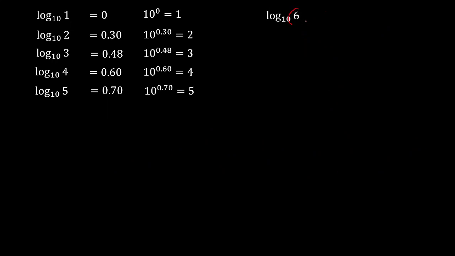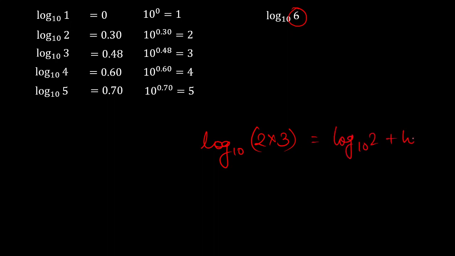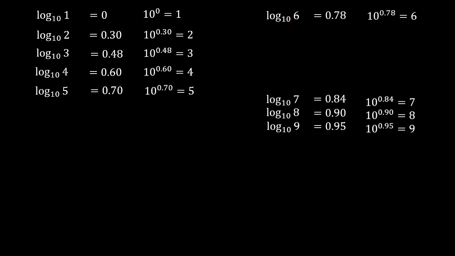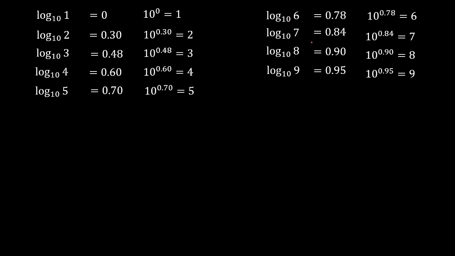Log 10 6, you see that 6 is made up of 2 times 3, right? And then you can apply the law of exponents in logarithm, and you will get this. So you add basically these two values and you will get 0.78. Then the other values: log 10 7 is very difficult to deal with because it's a prime number. 7 is a prime number, so you can't break it up into two factors, so you will have to approximate it. Log 10 8 you can calculate using log 10 2.